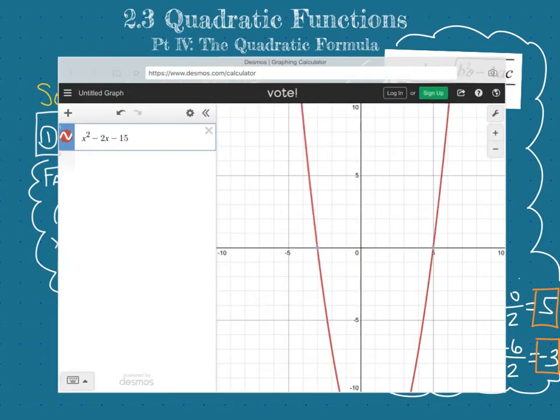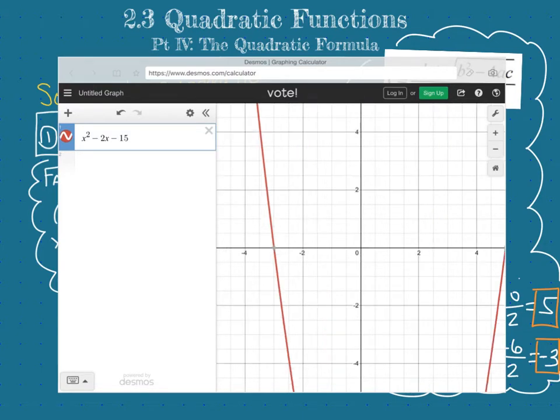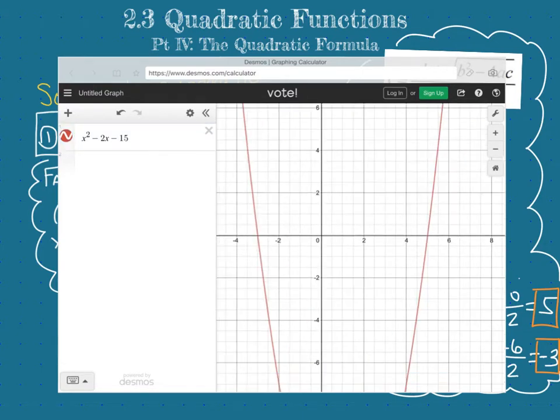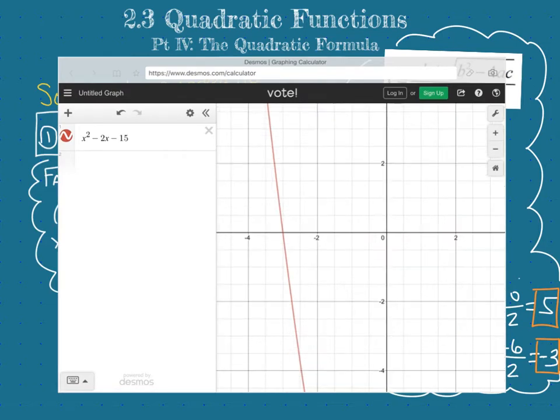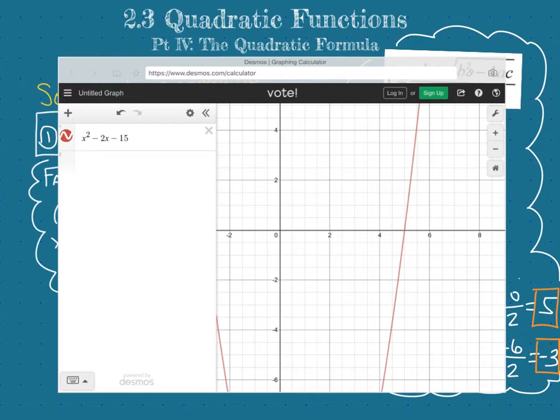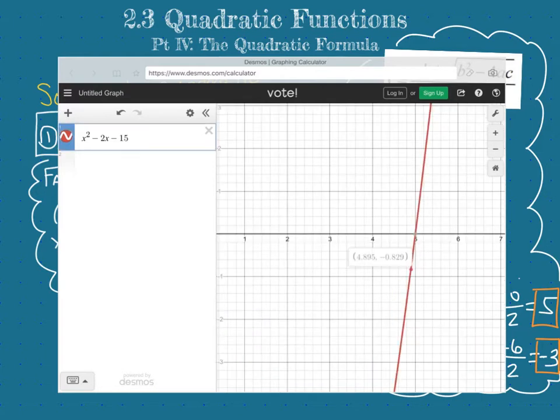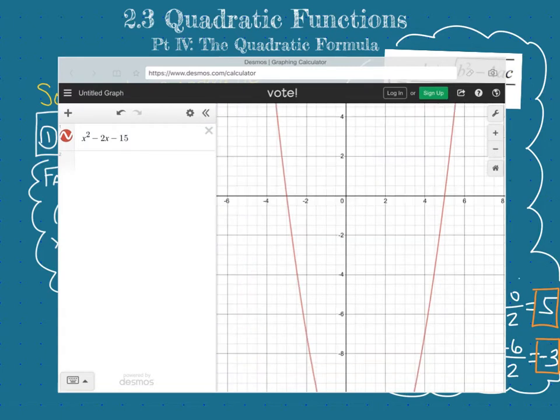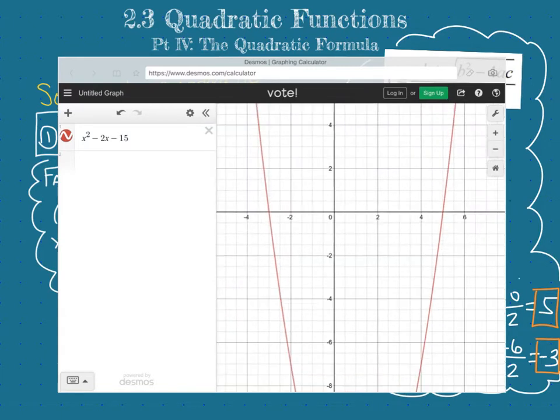All right, I have graphed this on Desmos just quickly so we can see that our graph, our parabola rather, hits the x-axis at -3, and it also hits the x-axis at 5. So those are our two solutions that we found, and visually on a graph, the solutions are the x-intercepts. So there they are right there.